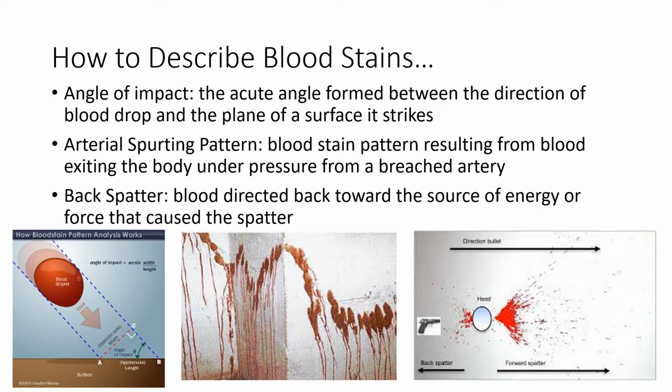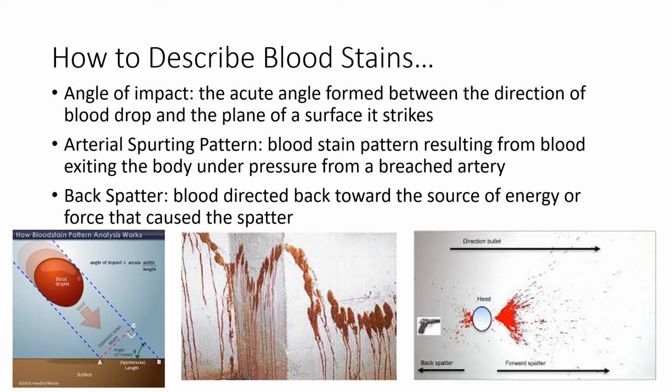So looking at how we describe blood stains, there are a lot of terms here that we look at. One of those is the angle of impact. This is an acute angle, so remember acute angles are less than 90 degrees. This is formed between the direction of the blood drop and the plane of the surface it strikes. I do have an image of it down the bottom left, where we have a blood drop coming in and striking a surface. We can measure that angle that it comes in at, and that's something that we'll actually do later in the notes.